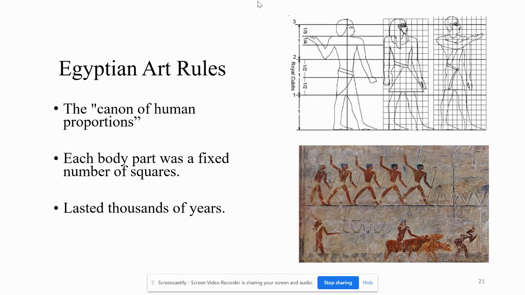So you often see the human figure depicted sideways, but with the shoulders being frontal. You're going to see the hands in full profile, the eye looking out at you, even though the face is shown in profile, right? And it's often very angular, as you can see. The torso is this triangle. Now, each body part was a fixed number of squares, as you can see in this graph, and this style of depicting the human figure is going to last thousands of years.